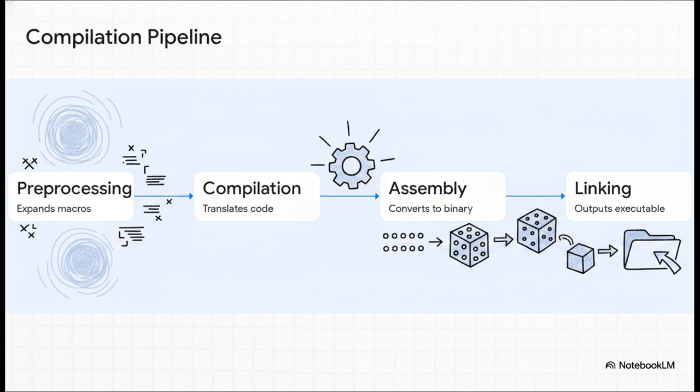Phase 1 is pre-processing. This expands macros and strips out all your human comments. Phase 2 is compilation proper, where the code translates into an assembly file. Phase 3 is assembly, converting that into binary object code. And finally, Phase 4 is linking, which spits out our fully baked executable file.